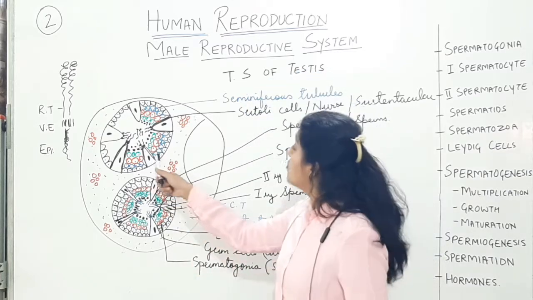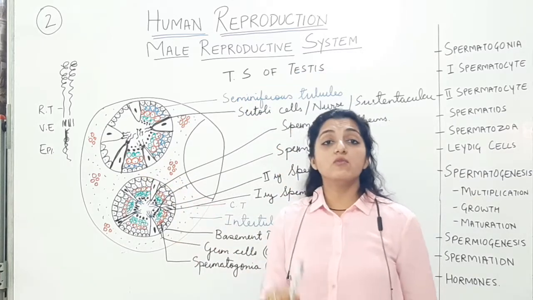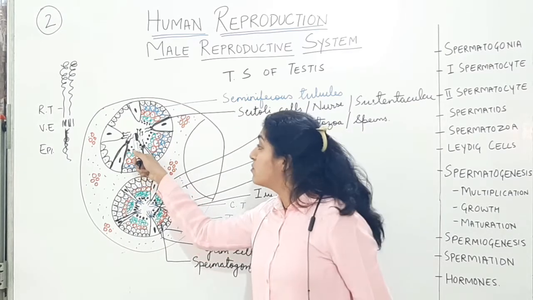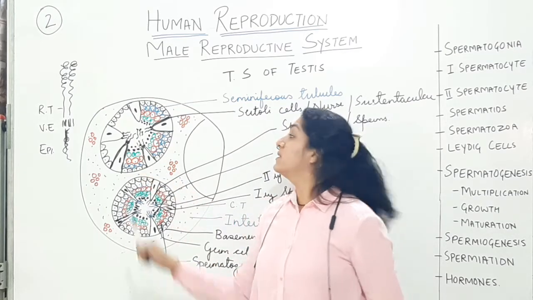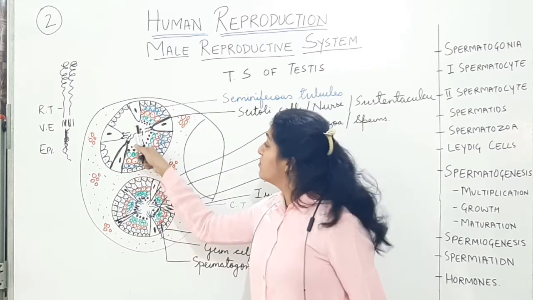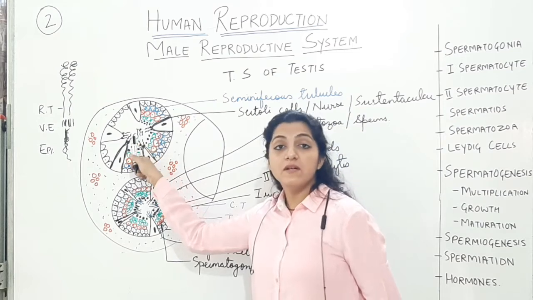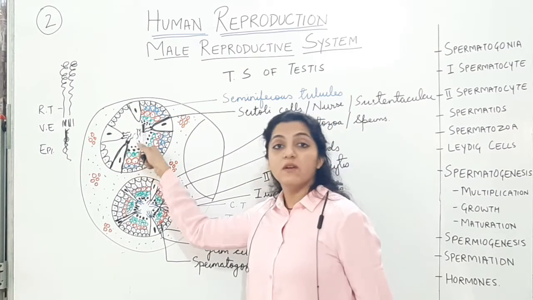All right. So you have to remember, the sperms are attached with their head towards the Sertoli cell and the tail towards the lumen. And once they are mature, once their nourishment and development are complete, they are going to be free in the lumen over here.